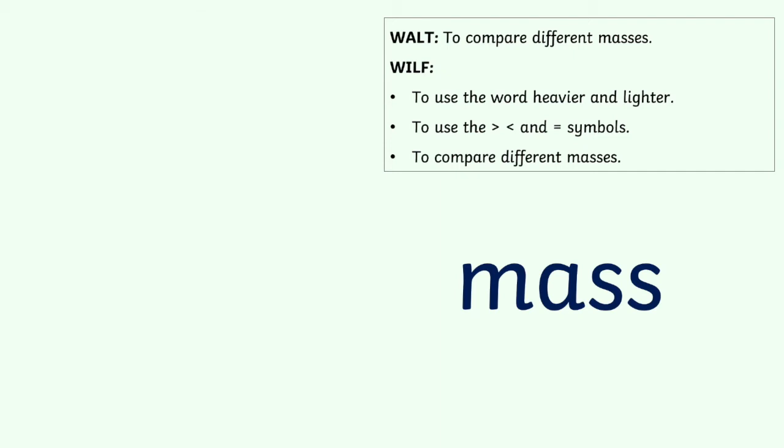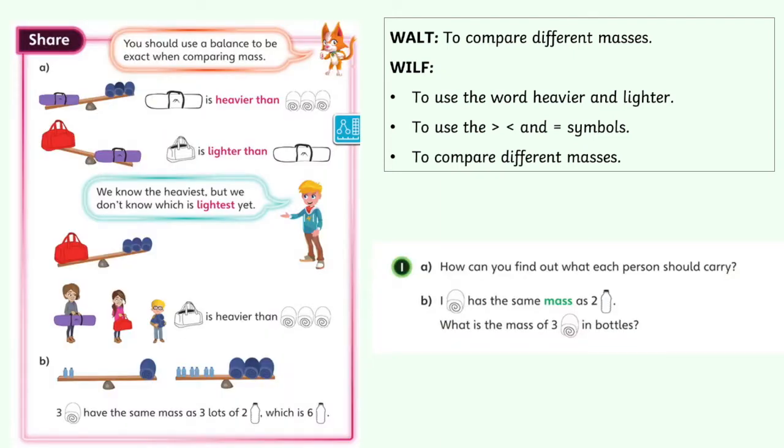All right, let's have a look at these questions then. In part A, we were asked, how can you find out what each person should carry? Let's have a look and see. So Spark says you should use a balance to be exact when comparing mass. We need to find a way of working out what's heavier. And look, we're using what's basically like some weighing scales.